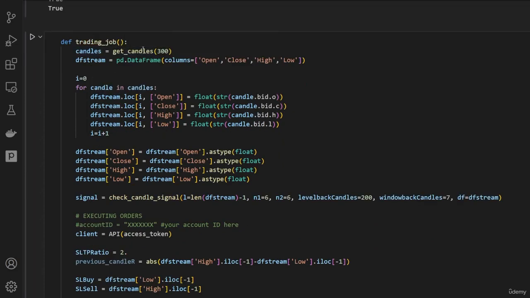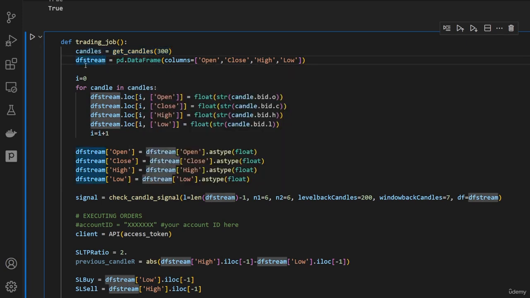So trading job, it doesn't take any parameters, any arguments. It's going to use candles. So we're going to use candles here equal to get candles 300. We're streaming 300 candles. Then a data frame stream, that's my new data frame, is equal to columns open, close, high, low prices. These are just the names of the columns.